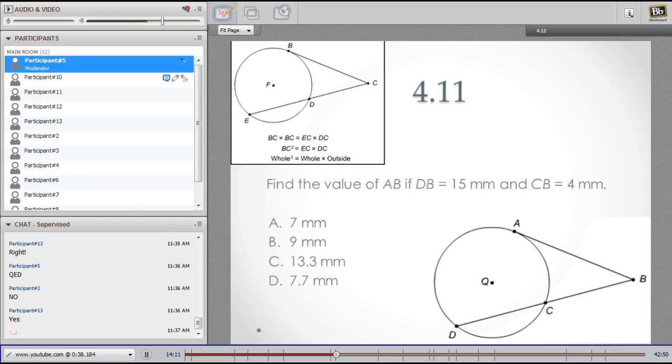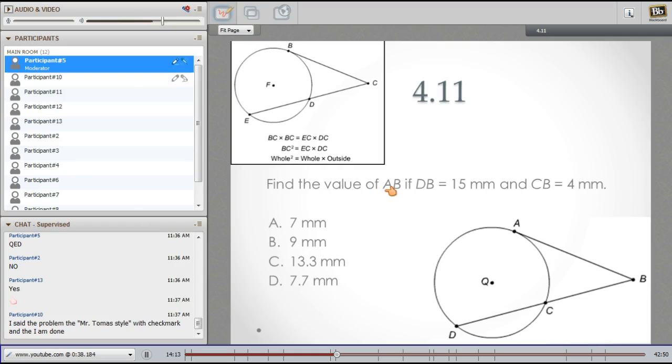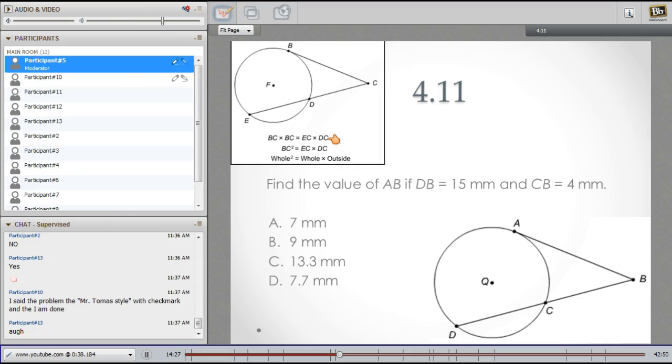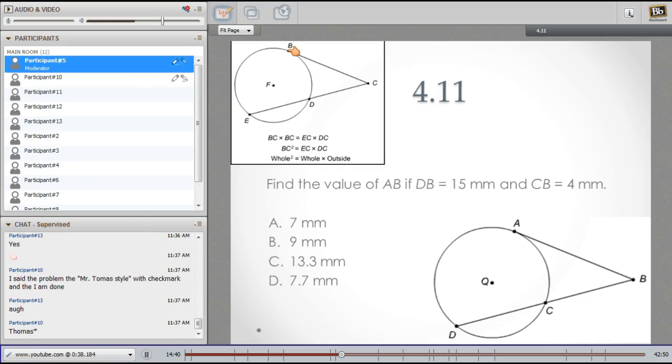All right, so 4.11, find the value of AB if DB equals 15 and CB is 4 millimeters. And here's a new formula. Like I keep telling you in Unit 4, there's so many formulas, it's so hard to keep track of. That's why I made that formula sheet. But here's a new one for you to learn. Here's the general concept. If you have a secant line and a tangent line, and you square the tangent length, it's equal to the whole secant times just the outside piece.